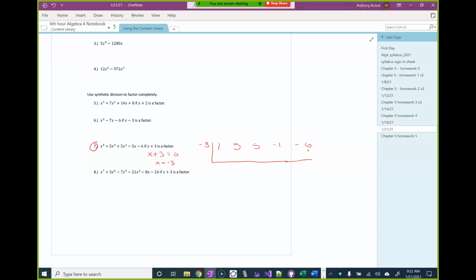Now we're going to go ahead and do the synthetic division. So the first step is bring it down. And then we're going to multiply the number on the outside to the number underneath and write that answer in the next open spot. So negative 3 times 1 is negative 3. And then we add down.